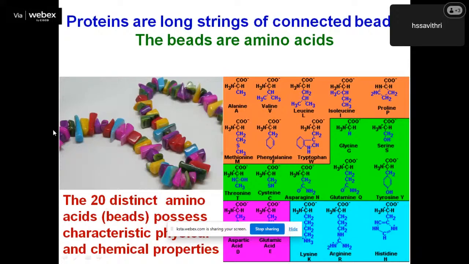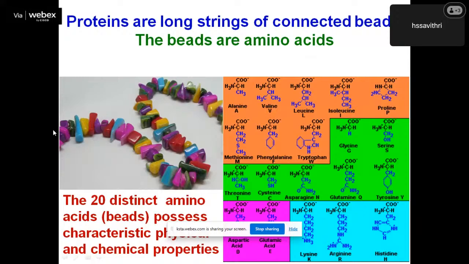Now, let us look a little closely at what these proteins are. Here is a very colorful bead, a colorful chain of beads. Proteins are similar. They are chains of beads, except that the beads are not plastic pieces, but they are amino acids. Amino acids are small molecules, as I pointed out in the earlier slide. They are available in probably exoplanets and some comets.